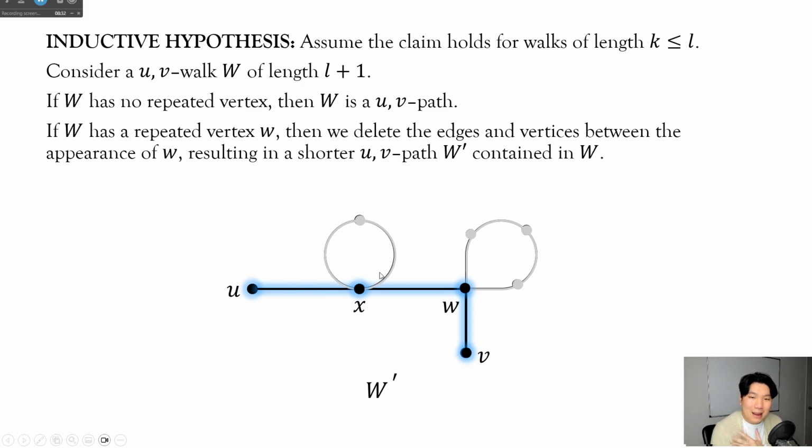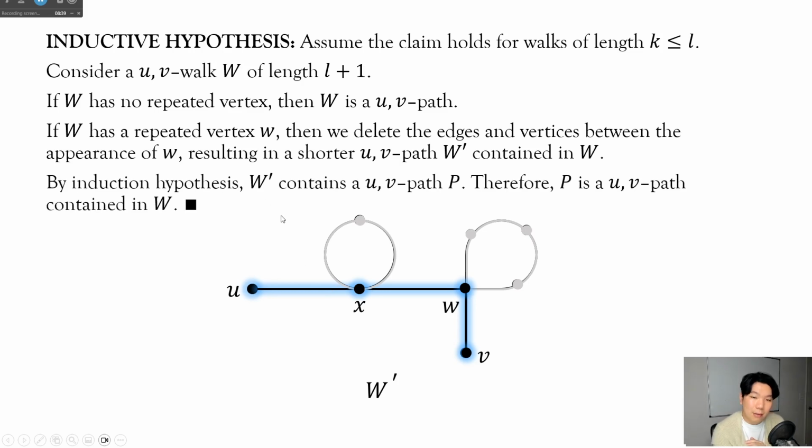If I have a walk of length less than or equal to L, then by my induction hypothesis, my new shorter walk must contain a UV path. Again, this is by the induction hypothesis. Remember that we assumed the claim held for all walks that had length smaller than L plus 1. I looked at a walk of length L plus 1, and then I found one shorter than L plus 1 from this picture. Since W prime has a UV path, that same path P must also be a UV path in my original walk W, thus proving our lemma. So this picture is going to be a main factor in how we prove this lemma.